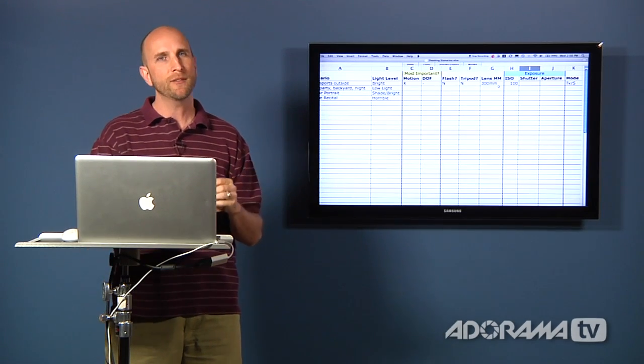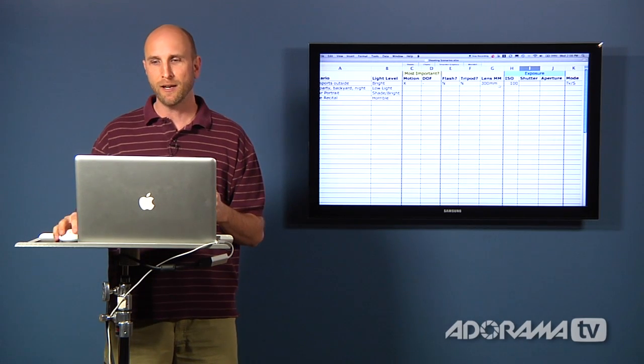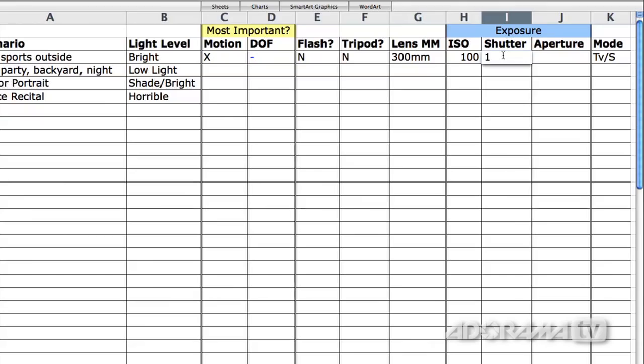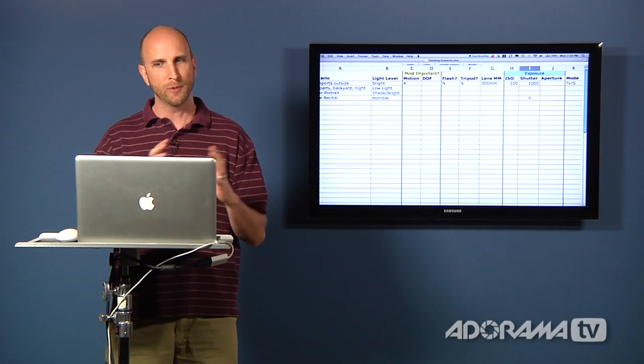But we also know that we have a lot of light and we really want to freeze that motion, so we're going to set our shutter speed a lot faster than that. And so we're going to set it to 1/1000th of a second. So I'm just going to put 1,000 in there. So we're at 1,000th of a second, and that's really going to freeze that motion.